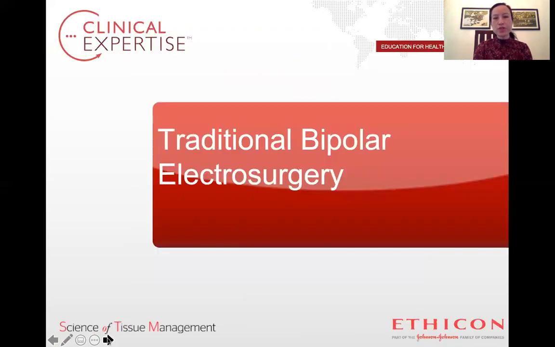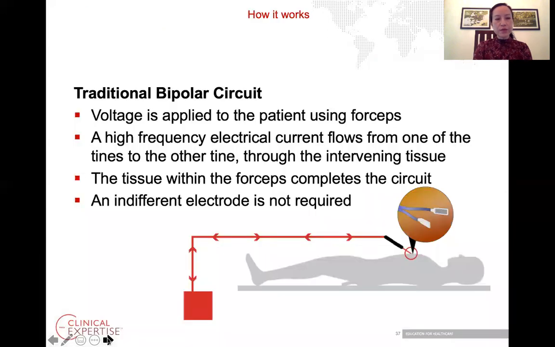We move on to traditional bipolar electrosurgery. In bipolar surgery, no additional indifferent electrode or return pad is needed, as the tines of the forceps act as two electrodes. Electric current travels only between the two electrodes and through the tissue grasped by the tips of the forceps. The targeted tissue therefore completes the circuit.